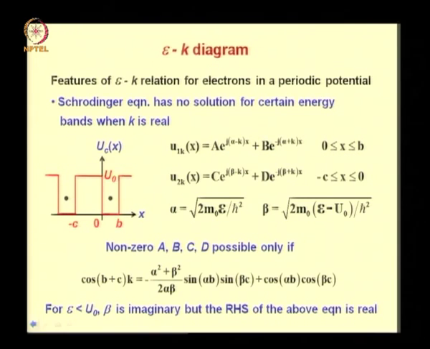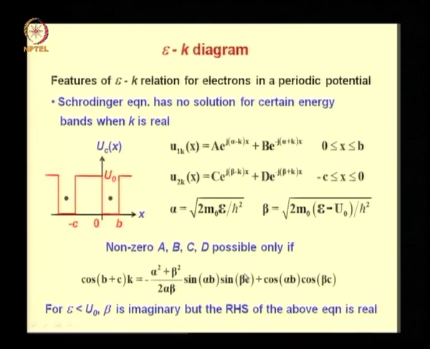Now first point to note is that for E less than U0, so U0 is the height, for energy less than U0, beta is imaginary. You can see here, if E is less than U0, this is negative and therefore beta is imaginary. But the right hand side of the above equation is real. So here, even if beta is imaginary, this will be real. This is an important point to note. Now how do you get this? Because beta square is real even though beta is imaginary.